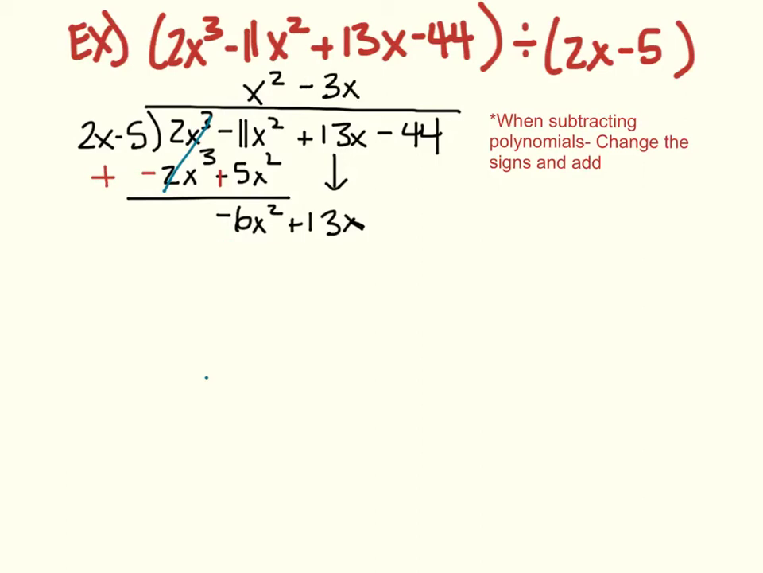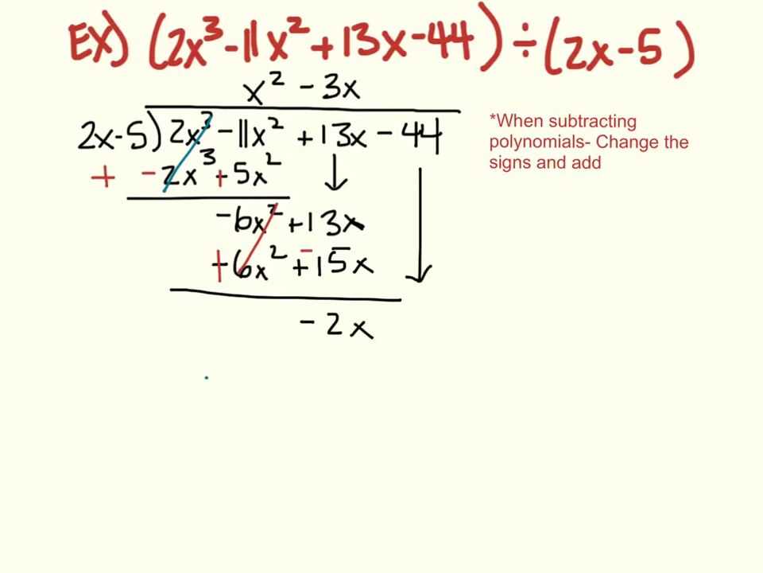So now, negative 3x times 2 is negative 6x squared, and negative 3x times negative 5 is positive 15x. Change the signs and add. These cancel. 13x plus negative 15x is negative 2x. Bring down the negative 44.